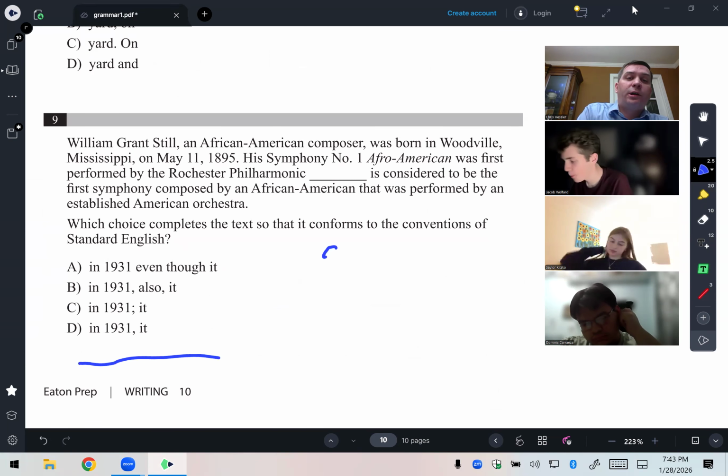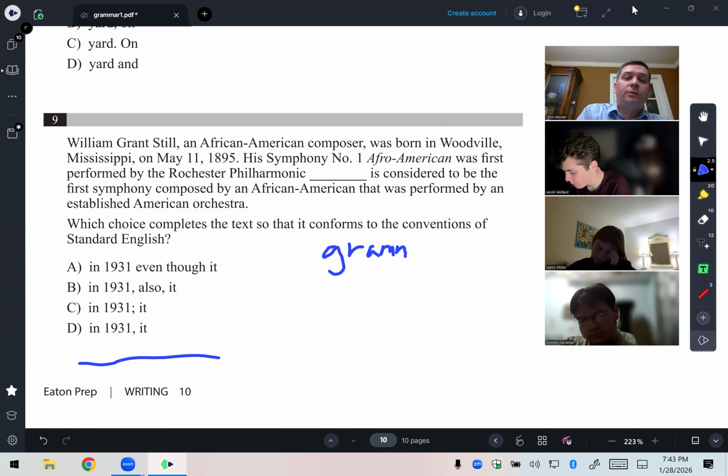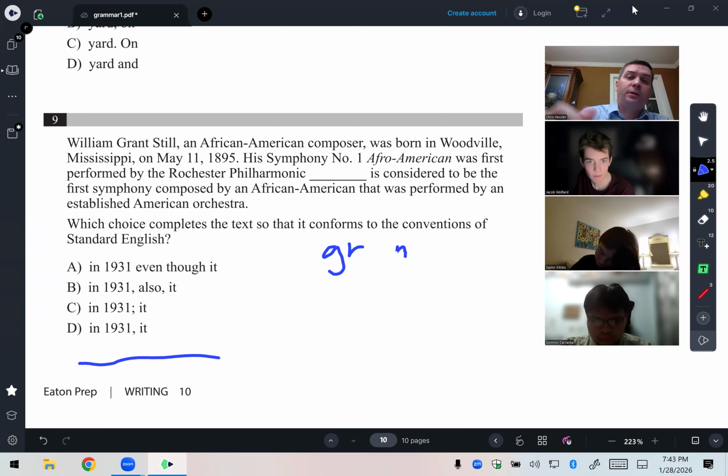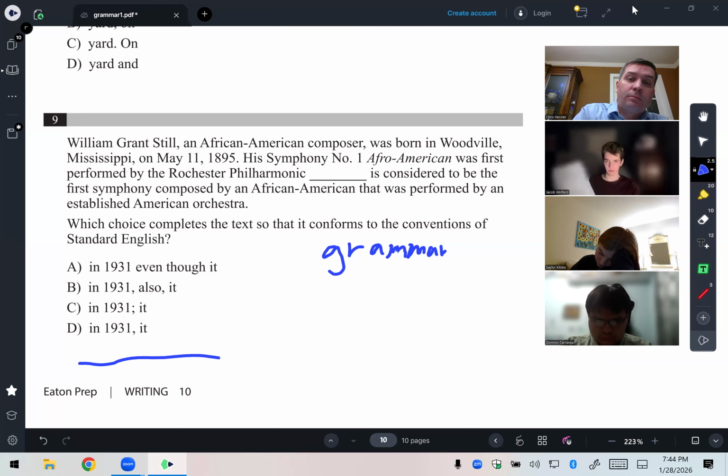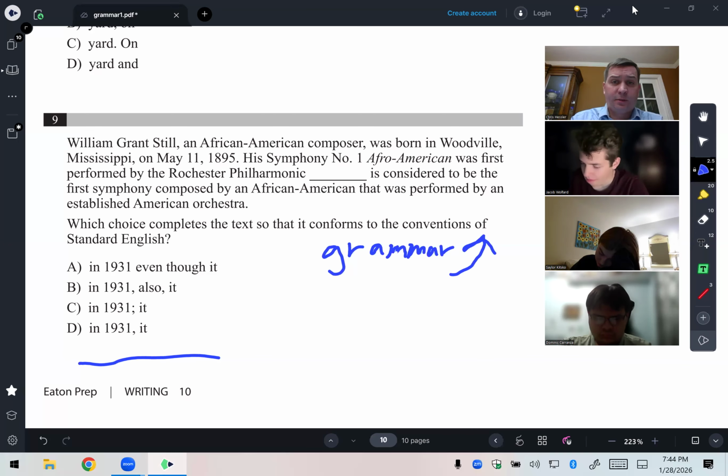You know it's a grammar question the second you see this sentence. Oh, it's hard to write on this tablet. I'm sorry. Grammar. They always ask about the conventions of standard written English. It's a grammar question. Okay.